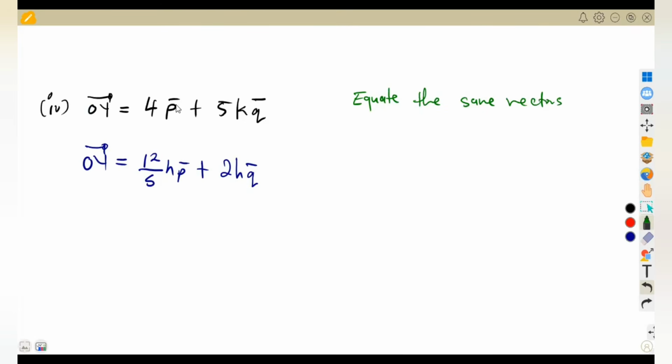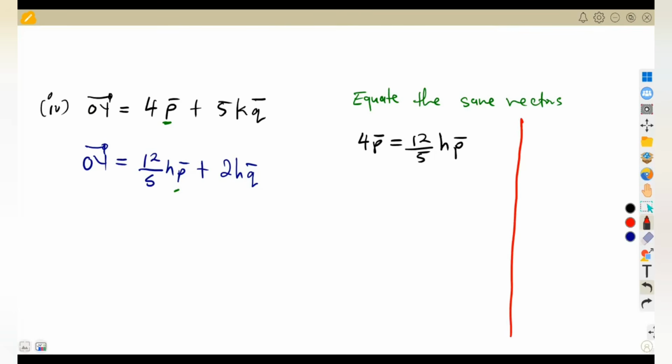What am I trying to say? We have got vector P and vector P. In actual sense, we're supposed to equate them together to say 4P is equal to 12 over 5 HP, like this. These are the vectors which are equal, so they must be equal in terms of their representation.